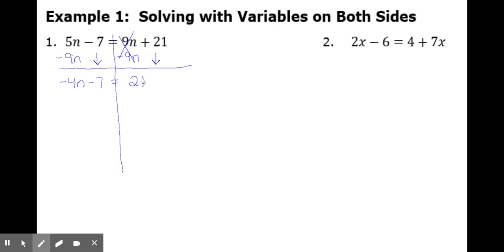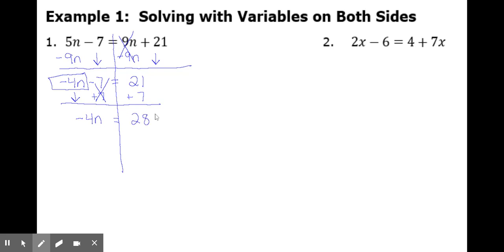Step 2b says to move the constant to the other side. So just like we've done all year, I box off the variable. Outside of the box is a negative 7. The opposite of that is to add 7, so I can move it to the other side. The 7's will cancel. I drop down the negative 4n equals 21 plus 7 gives me 28.